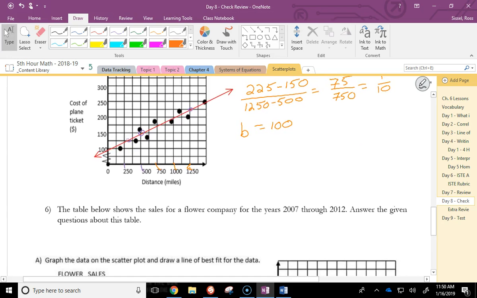So my equation would be y equals 1 over 10x plus 100. I will say, the people that are continually talking and being off task, I expect you to get 100 on this test. Let's go. And I'm not expecting to help you on your test if you have questions, because that's what we're doing now.